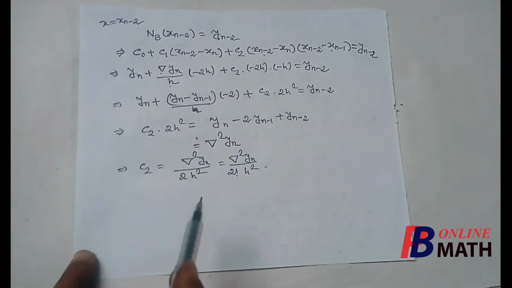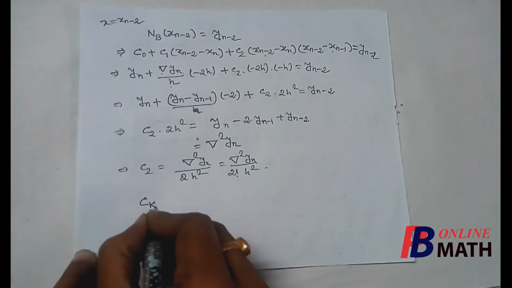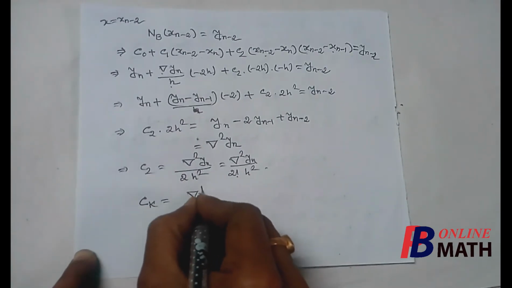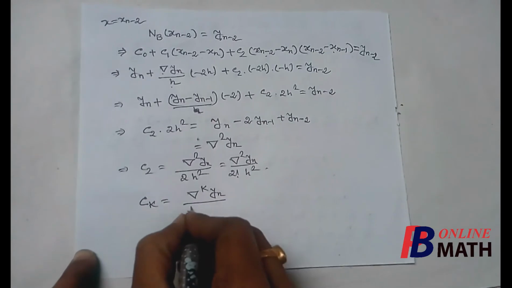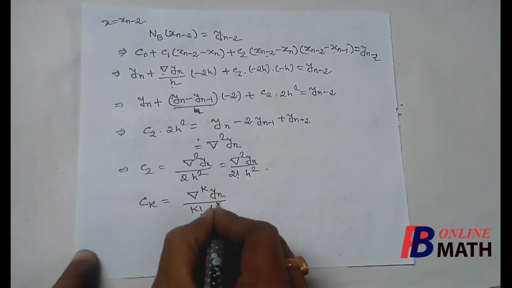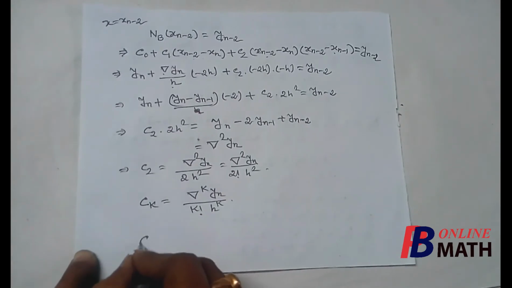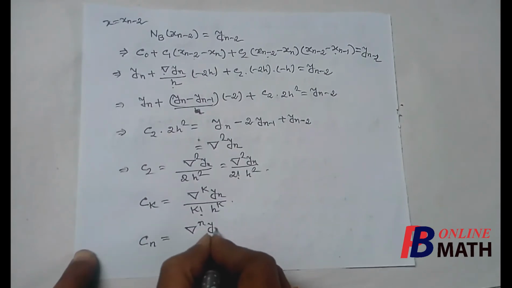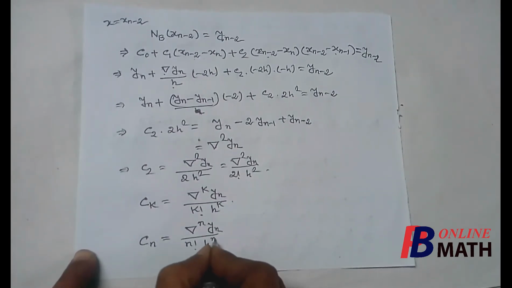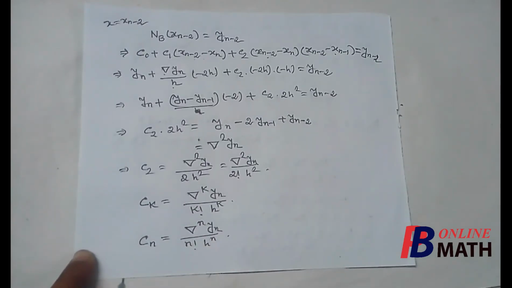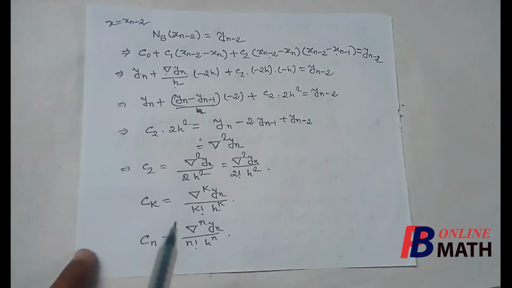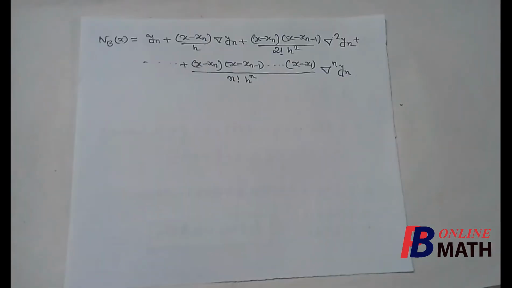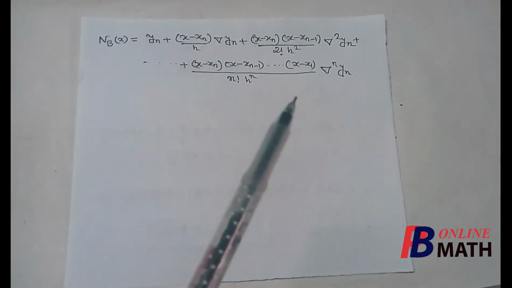Now continuing in this process, we can find that the value of the coefficient ck is backward delta k times on yn divided by k factorial into h to the power k, and finally the value of cn, the last coefficient, is backward delta n times on yn divided by n factorial h to the power n. So these are the values of the coefficients. Now if we replace all these coefficients in the polynomial, then we shall get Newton's backward interpolating polynomial. If we replace the values of the coefficients in the polynomial, we get this form of the polynomial.